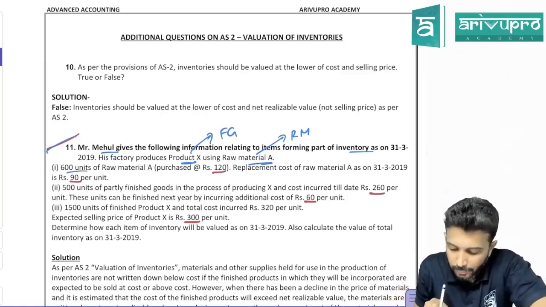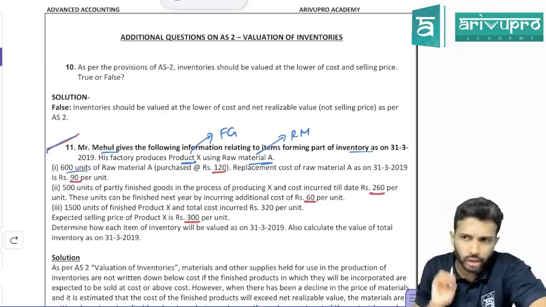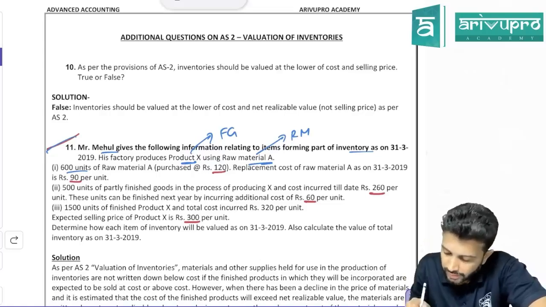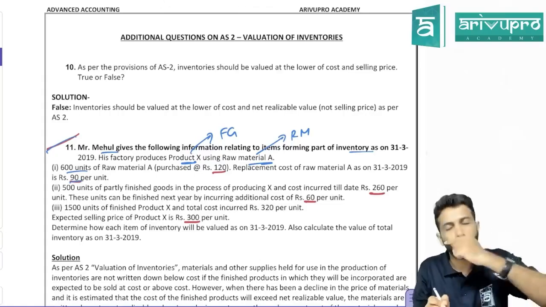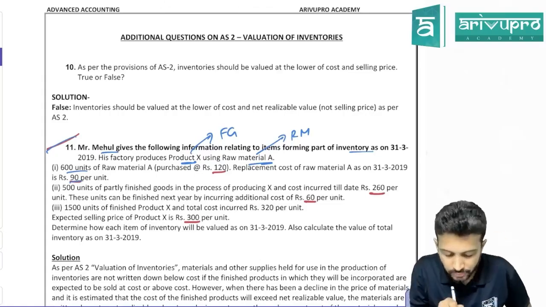600 units of raw material purchased at 120. So that is the cost of raw material. Replacement cost of raw material is given to be 90. They have given both.